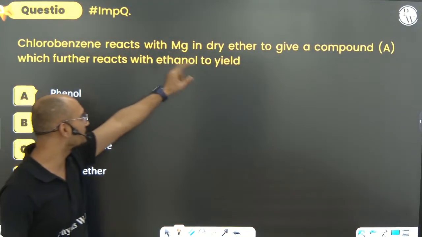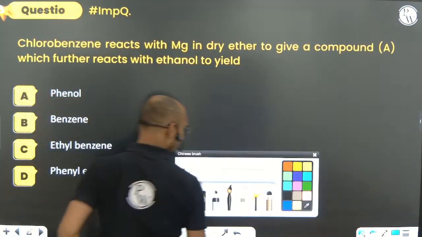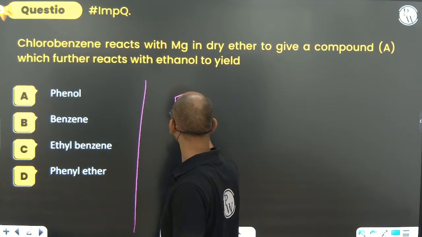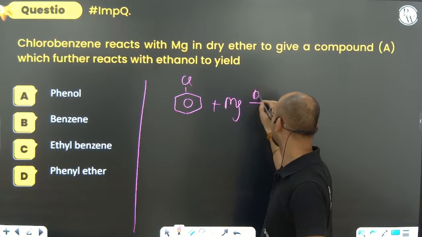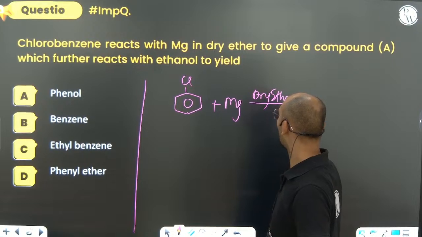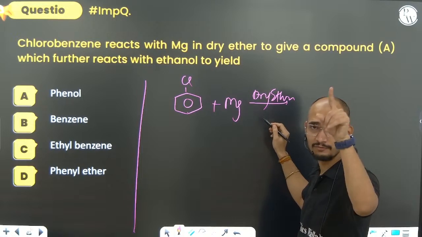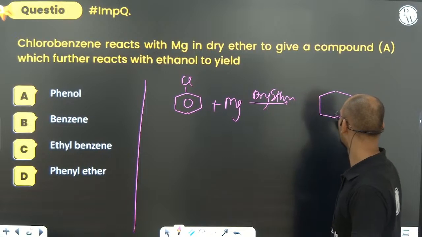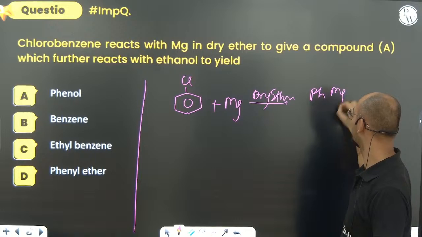Chlorobenzene reacts with magnesium in dry ether to give a compound A, which further reacts with ethanol to yield. Always remember, when chlorobenzene reacts with magnesium in dry ether, this is the formation of a Grignard reagent. How will the Grignard reagent form? Think yourself. It will be PhMgCl, so Ph minus and MgCl plus.